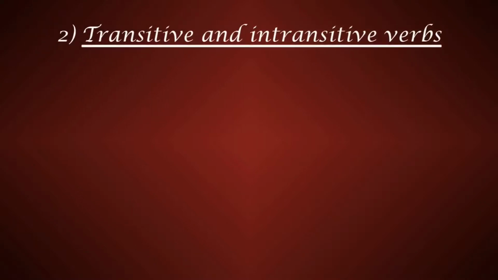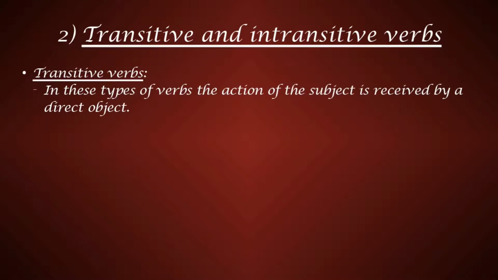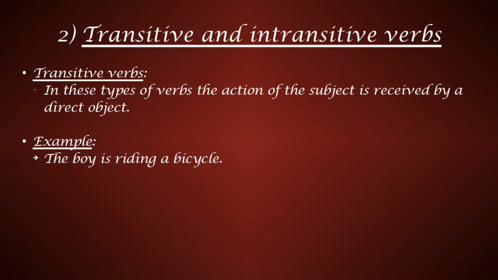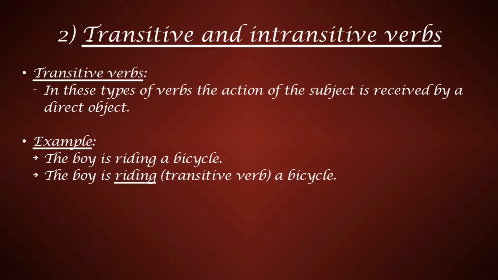Number 2. Transitive and intransitive verbs. Transitive verbs. In these types of verbs, the action of the subject is received by a direct object. Example is, the boy is riding a bicycle. Here, riding is a transitive verb because the action of riding is received by the object bicycle.